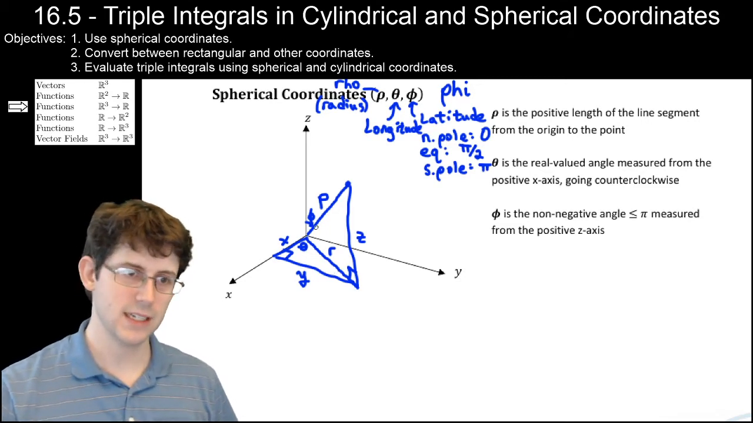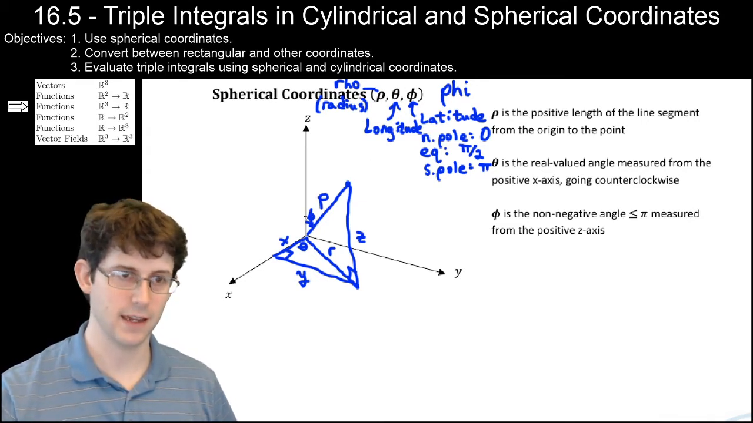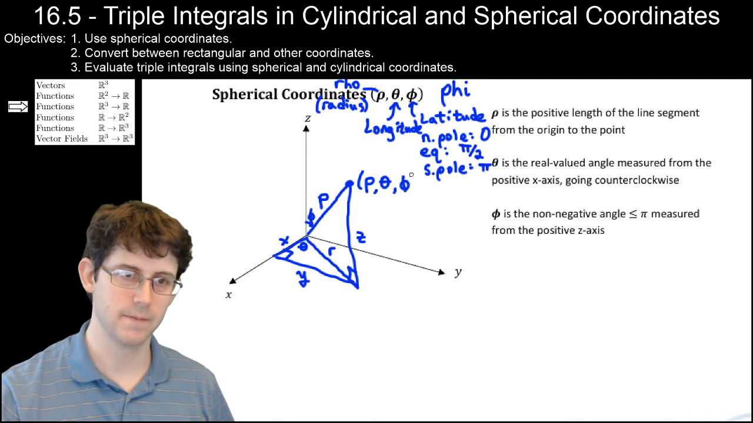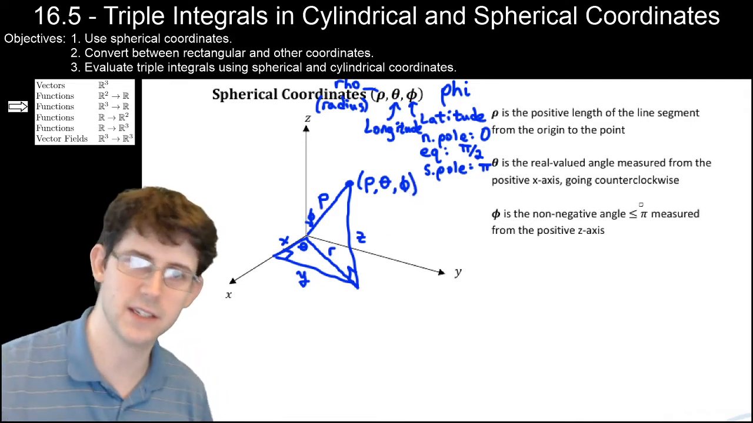So spherical coordinates are your radius. This is your altitude. Your theta, that's longitude. And your phi, that's latitude but measured in a weird way. And that's this point. You can make this point rho, theta, phi. Let's see how it's described over here.